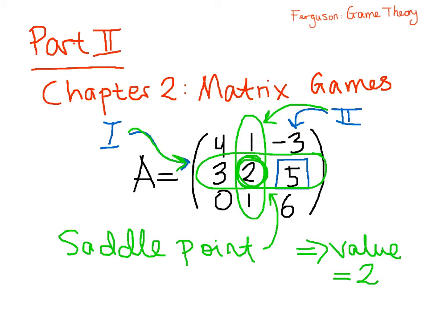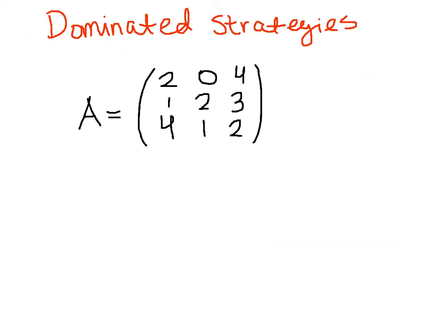Now we'll also have a need for, so here's a 3x3 matrix which we want to make smaller in order to make our life easier. Now here notice that the last column satisfies the following property. The 4 here is bigger than the 0 next to it. The 3 here is bigger than the 2 next to it. And the 2 here is bigger than the 1 next to it.